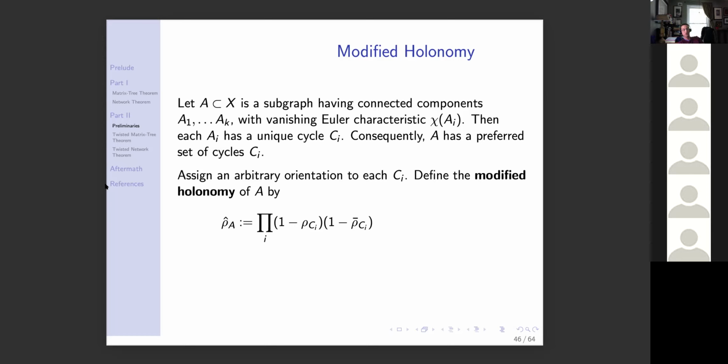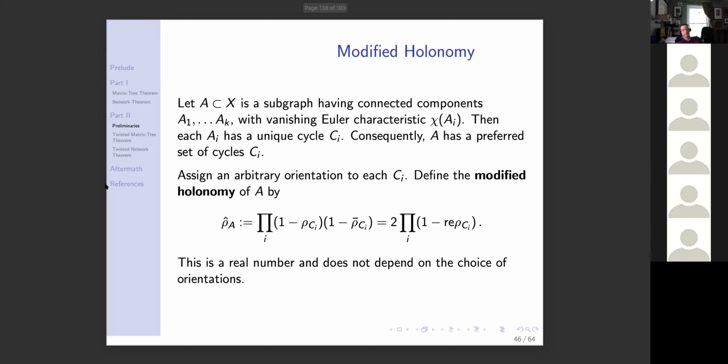We take the product over all such cycles, one for each component, of 1 minus the holonomy of my cycle times 1 minus the conjugate of the holonomy of my cycle. Now, if you do elementary complex arithmetic, this is just twice the product over these cycles of 1 minus the real part of the holonomy of these cycles. So it's a real number, and it doesn't depend upon the choice of orientation, because if I replace each C_i by its conjugate, it just reverses the order of the factors in the first product, right? That's all it does in the displayed first product.